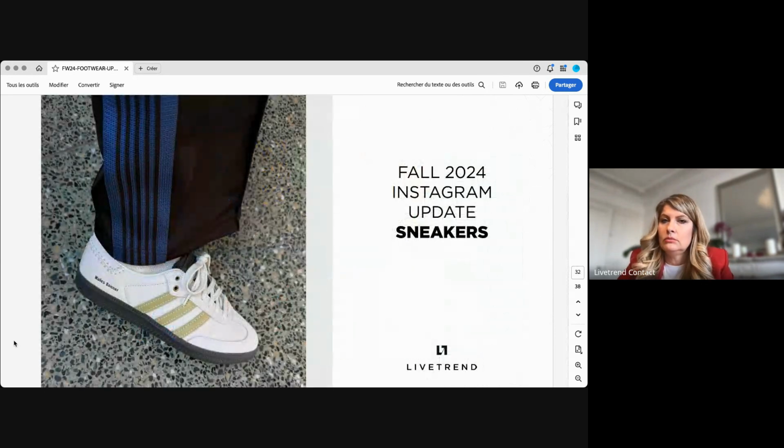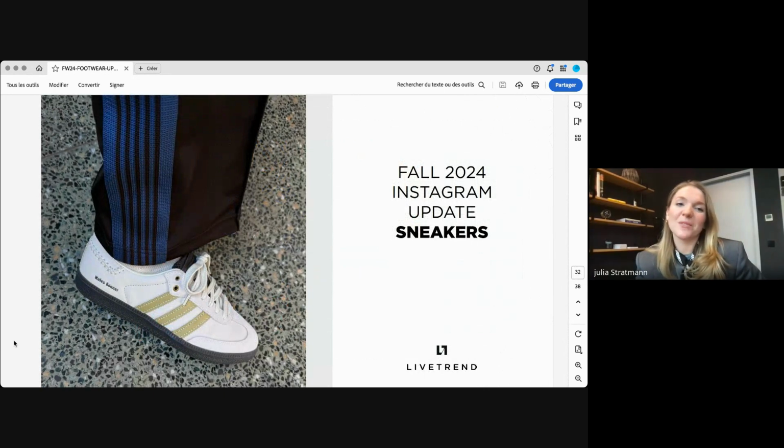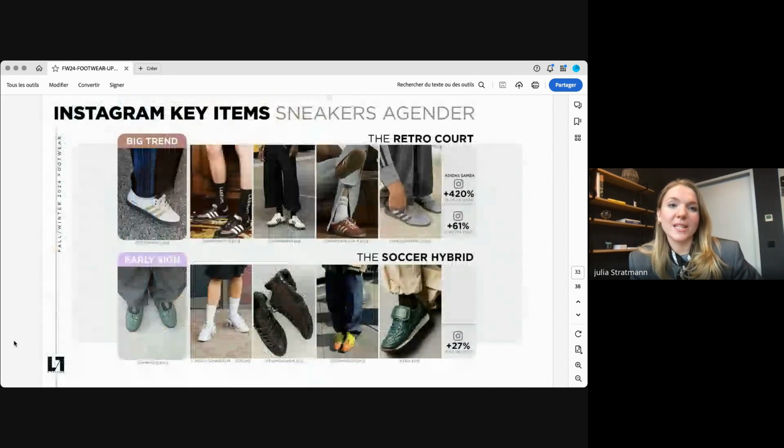So now let us dive into the last product category that we have analyzed on Instagram. For sneakers, we have seen a continuous evolution that is interestingly looking at the past. Here you can see these retro court styles, particularly the Adidas Samba trainer, that is maintaining a significant presence. But when we talk about retro inspired sneakers, we also saw some early signs of these soccer inspired hybrids coming in, especially within these collaborations that we have seen with niche designers like Marine Serre.